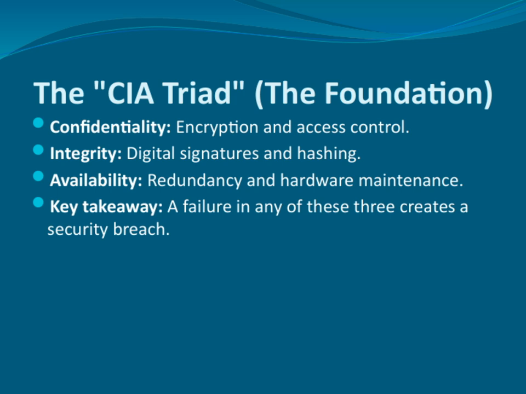When we consider availability, the focus is on ensuring that data and resources are accessible when needed. Redundancy involves having backup systems in place, and regular hardware maintenance helps prevent failures that could cause downtime. Now, the key takeaway here is that if any one of these, confidentiality, integrity, or availability, fails, it can create a security breach. This is what we call the CIA triad, the foundation of information security. It's a simple but powerful model that guides how we think about protecting data. Remember, maintaining balance among these three elements is crucial for a strong security posture.